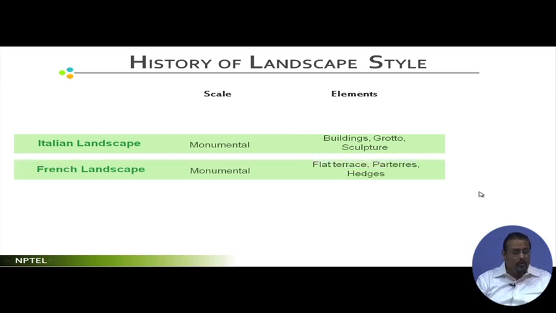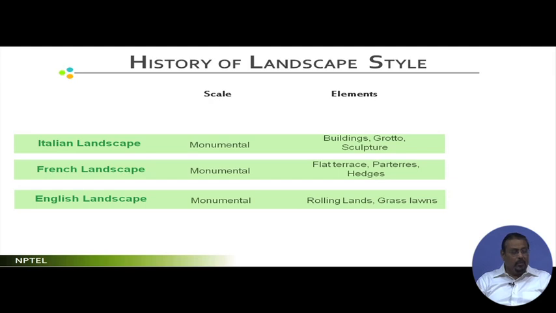In the French landscape, the scale is monumental. Since it was a flat terrace, there were parterres, which means parts, the squares, as we see in our Mughal garden, the Char Bagh, the four squares. Here it's not squares, but there are zones, one zone, another part, another part. So they built over different kinds of parts, which is parterres, and then the parterres were divided by hedges, and hedges have now become a very common element in our current landscapes.